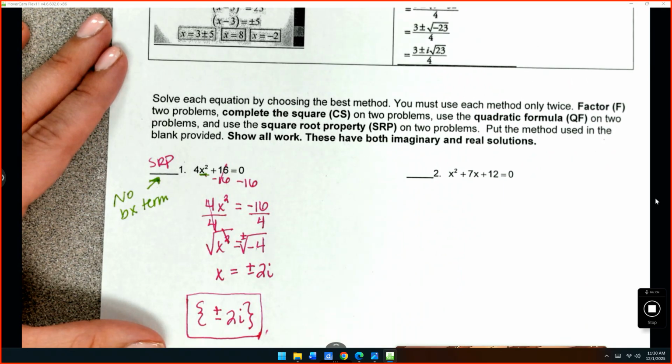And why am I doing that? Because there are factors of C that add to B.